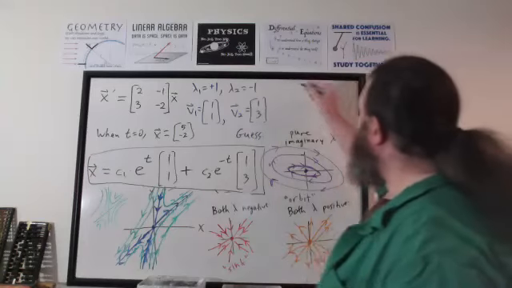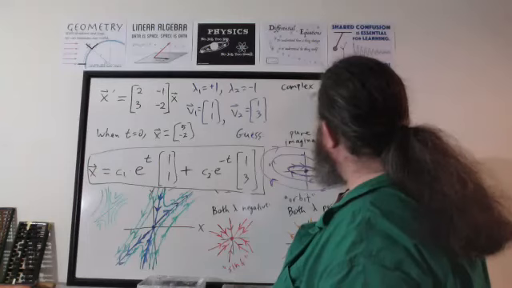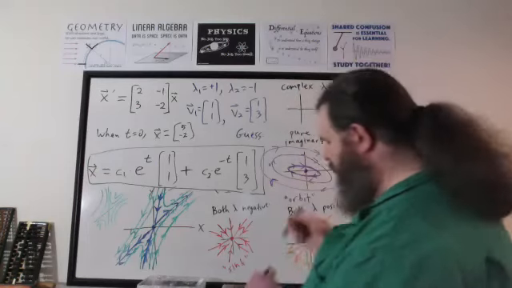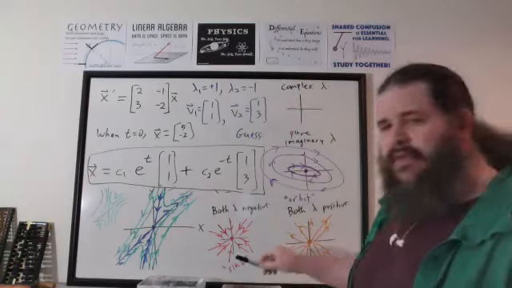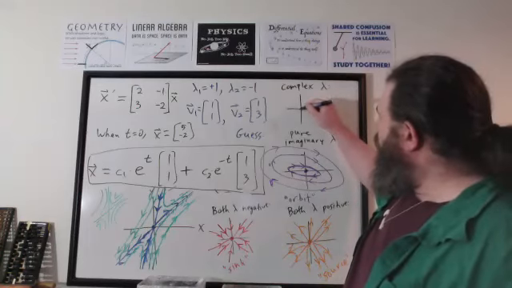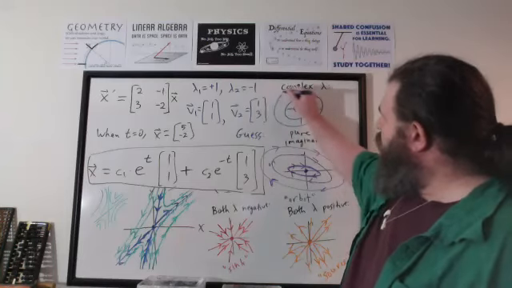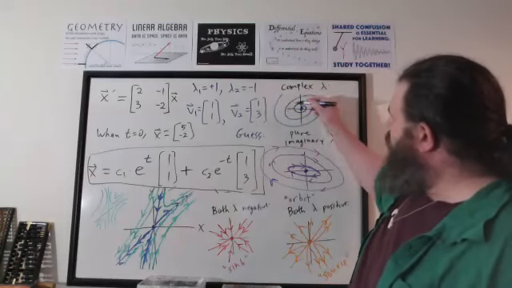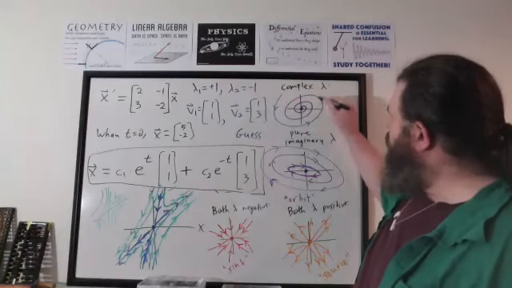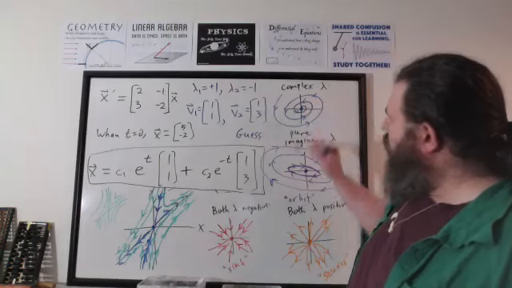If you've got complex lambdas, a mixture of real and imaginary, but of course they're going to have to be complex conjugates, then you can end up with a spiral. And it might be spiraling outwards from the origin, or it might be spiraling inwards towards the origin. Actually, that ultimately depends on the real part.